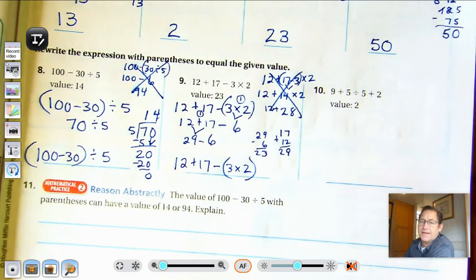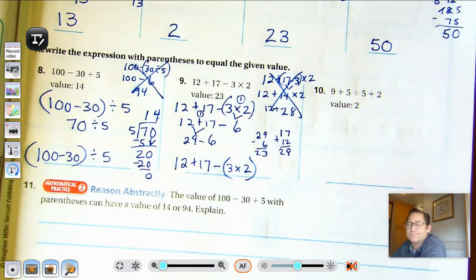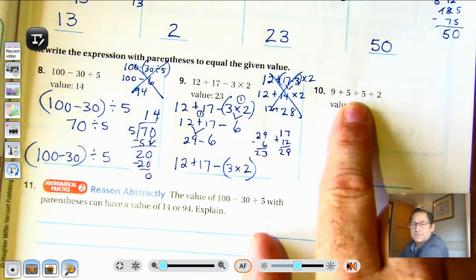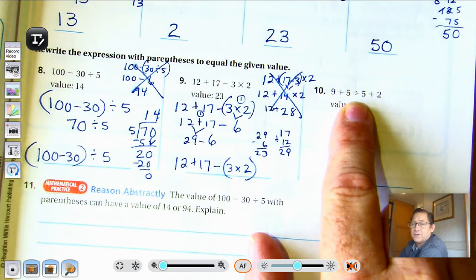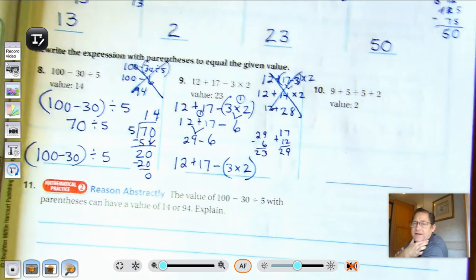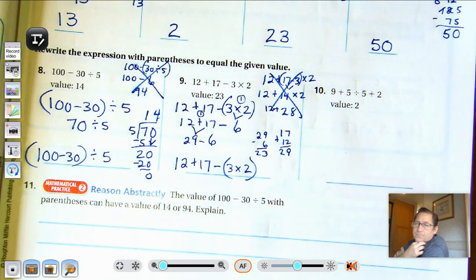All right, and number 10, we need a value of 2. Well, I can see that if I divide first, 5 divided by 5 is 1. And then I only have addition left. So 9 plus 1 plus 2. That's 12. So they're not dividing first. And 9 plus 5 is 14. 14 divided by 5. Oh, that's not a basic math fact.